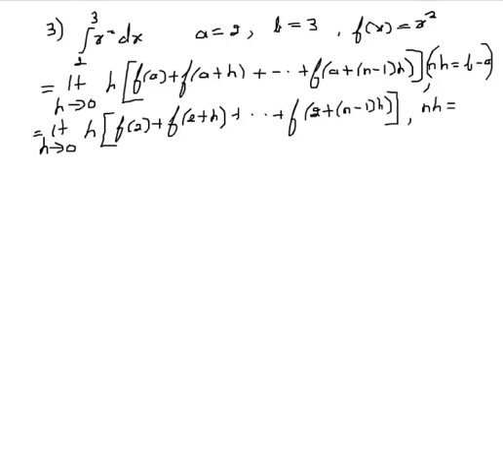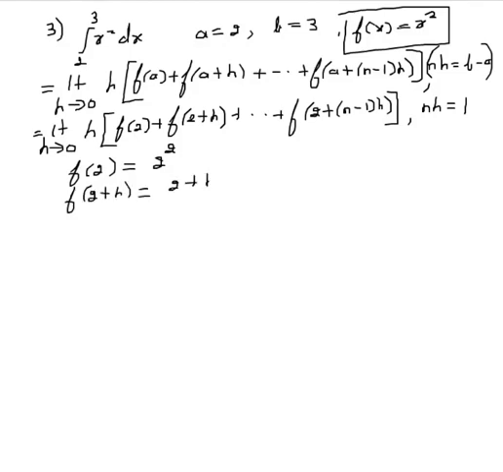Okay, let us calculate the nh value. nh is b minus a, which is 3 minus 2, 1. Now next step is finding these expressions. f of 2. f of x is x square. f of 2 will be 2 square. Then f of 2 plus h will be 2 plus h the whole square, etc. The last term, 2 plus n minus 1 times h, is equal to 2 plus n minus 1 h the whole square.